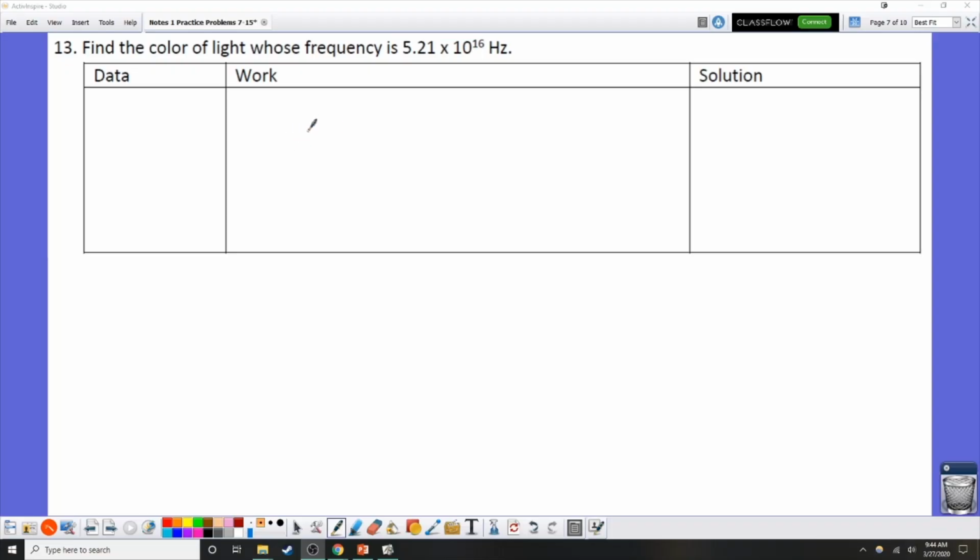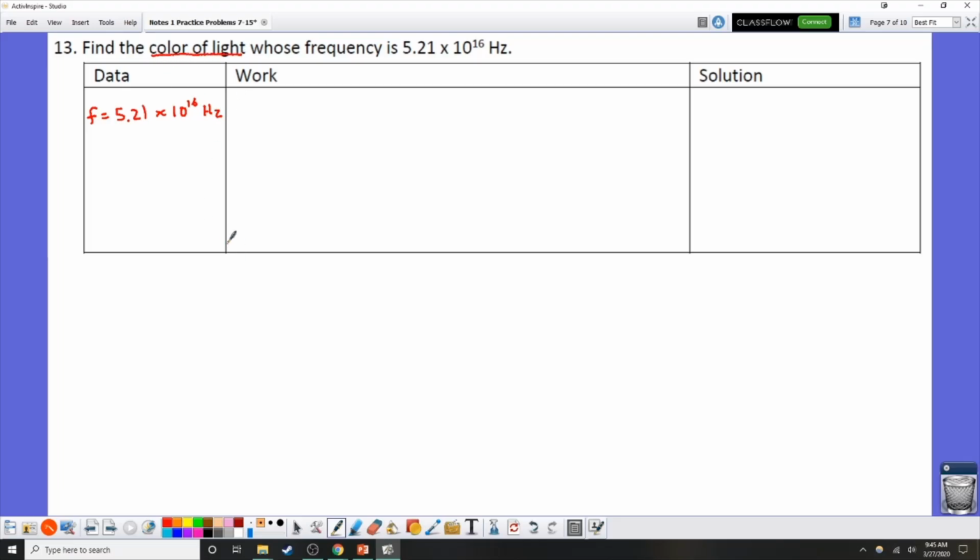All right, problem number 13 is a word problem, and it says find the color of light whose frequency is 5.21 times 10 to the 16th hertz. We're going to start off this problem by doing what we do in all other word problems, and that is to write down whatever is given to us. So frequency was given to us, and that is 5.21 times 10 to the 16th hertz. Now that was all that was given to us in this problem. And what is the problem asking for? It says find the color of light.